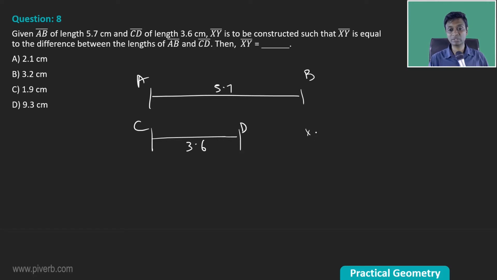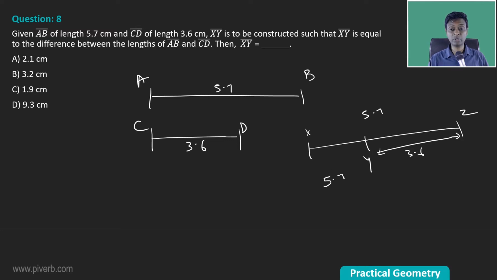Mark out X to some Z, measuring 5.7, and from Z cut off 3.6 and then get the difference. XY should be 5.7 minus 3.6, which is 2.1 centimeters.